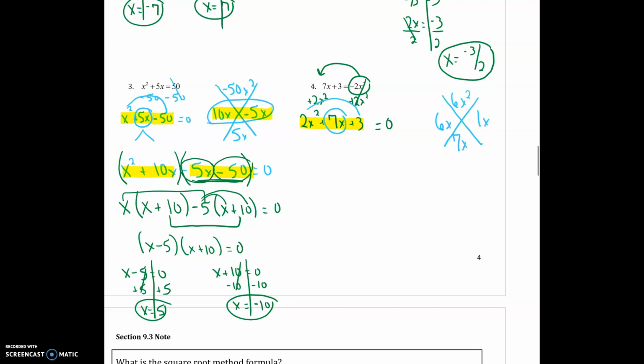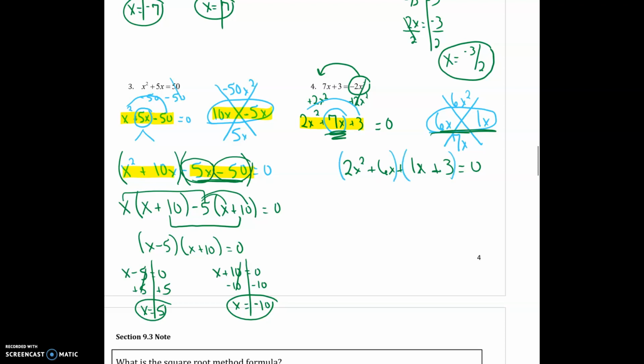And now I'm going to replace the 7x with these 2 terms, which give you 7x. So I'm going to rewrite the equation now. It's going to be 2x squared, but instead of the 7x, I'll be putting this in there. 6x plus 1x, and then I still have the 3. And now that I've got the 4 terms, I can group the first 2 and the last 2.